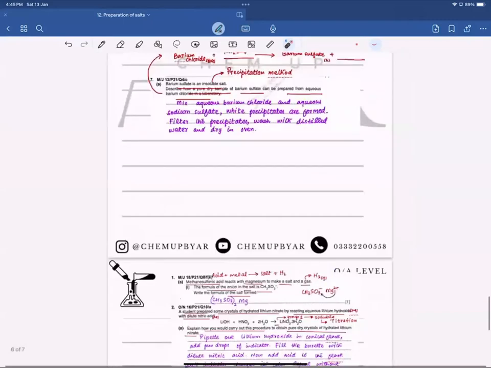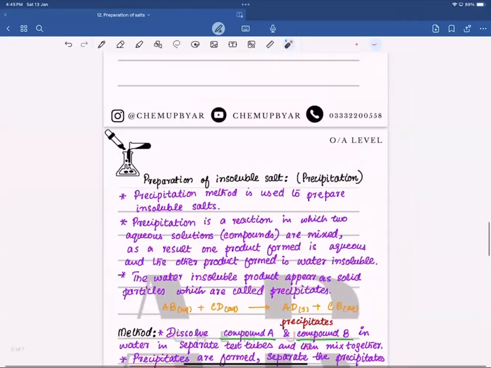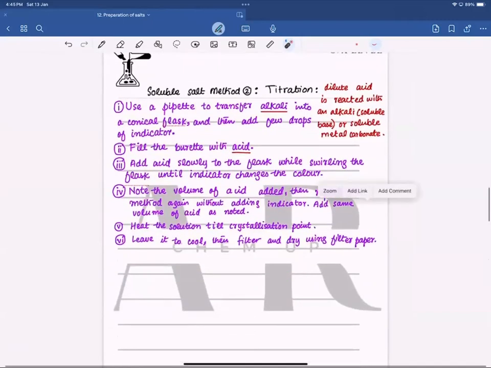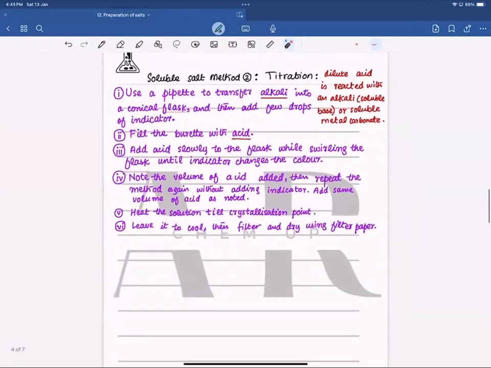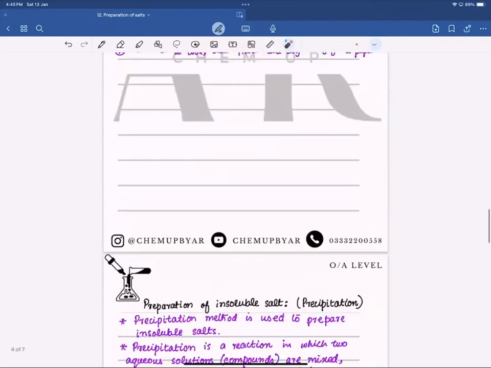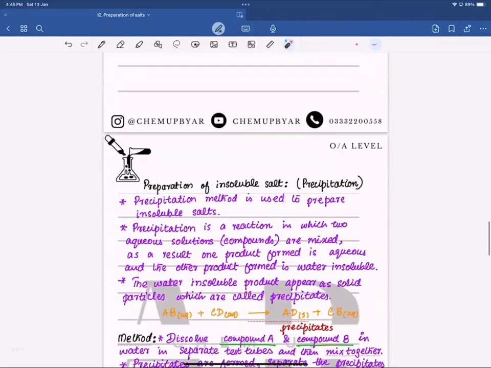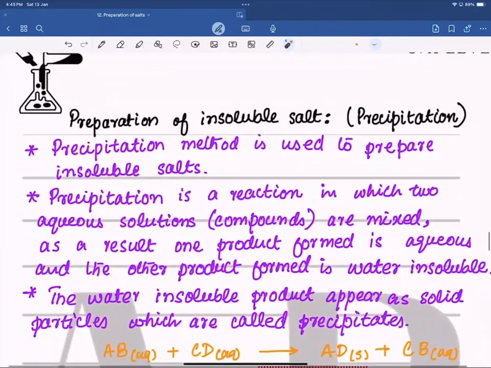Okay. Now, after the titration, there are two methods for making the soluble salts. One is we add the excess solid in the acid, and that excess solid is metal oxide or metal carbonate. And the second one is the titration. Now, to prepare the insoluble salts, we will do the precipitation method.